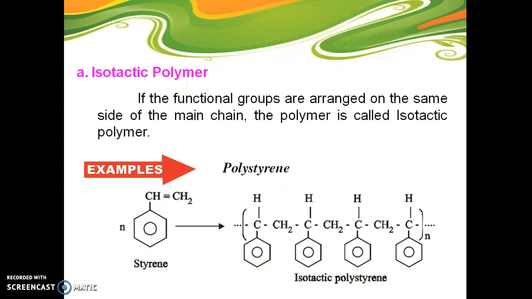So the first type is isotactic polymer. If functional groups are arranged on the same side of a main chain, it is called an isotactic polymer. If you take polystyrene, here you can see the benzyl functional groups are attached on the same side of the main chain. So it is called isotactic.